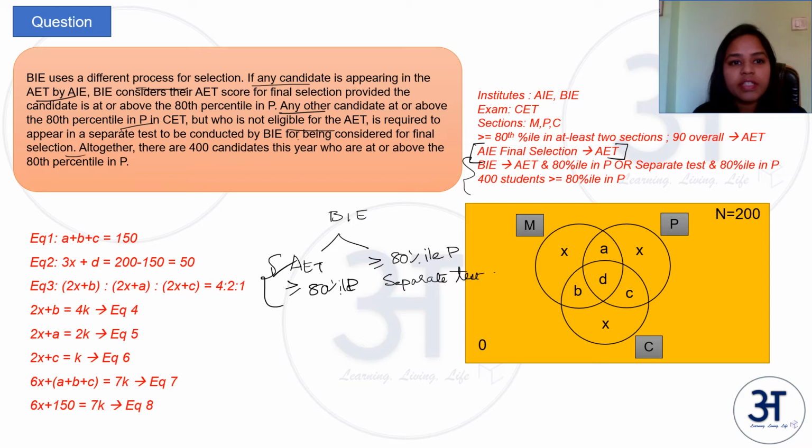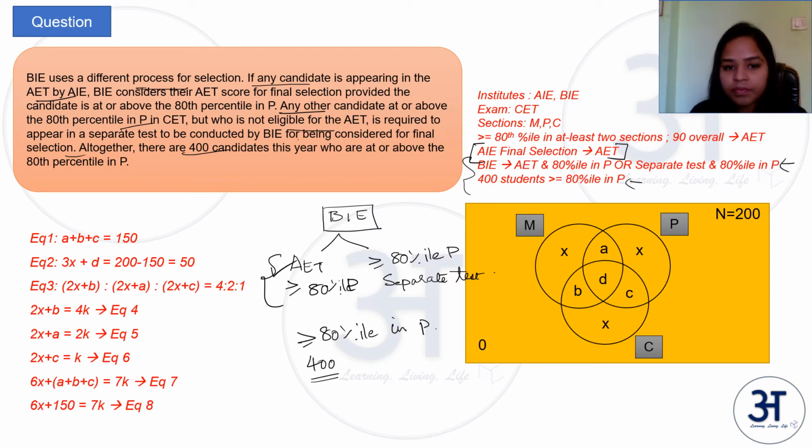Altogether, there are 400 candidates this year who are at or above 80th percentile in P. So BIE considers only those candidates who are greater than or equal to 80th percentile in P, and it is given that 400 such students are there. So we have written these 2 points here.